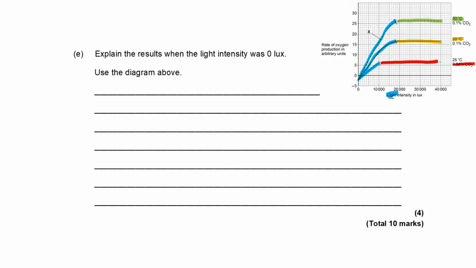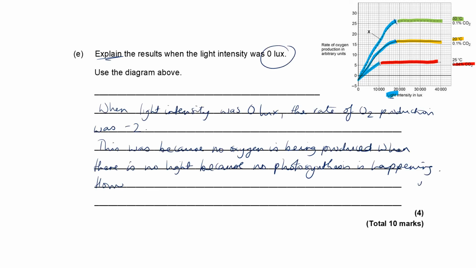Part E, explain the results when the light intensity was 0 lux. So again, I've copied over the image from the graph because that's helpful for me to remember. It says use the diagram above, so even more reason why I have to look at the graph. So what I can see is I've got the word because in the question, and at 0 lux. So I look very carefully at 0 lux, and I can see that the rate of oxygen is actually in the negatives. It's -2, it looks like.